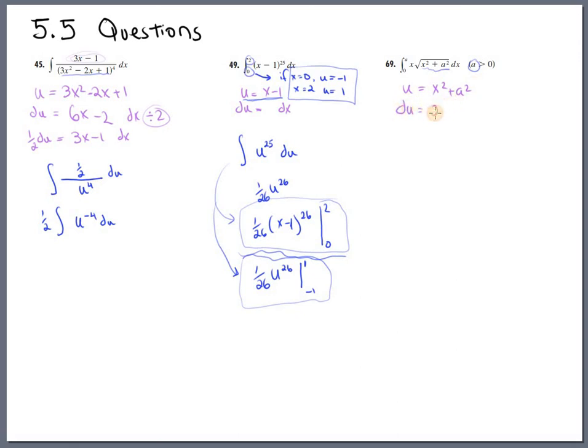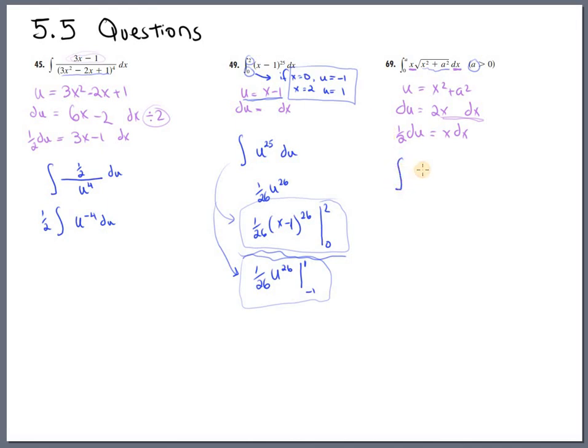The du then becomes 2x dx, and keep in mind a is a constant, so its derivative is 0. And again, I'm looking ahead a little bit, and I'm saying I've got x dx. I have x dx. So just divide both sides by 2. Last step before we get going on this. 1/2 du is x dx. And I'm ready to make my substitutions now.